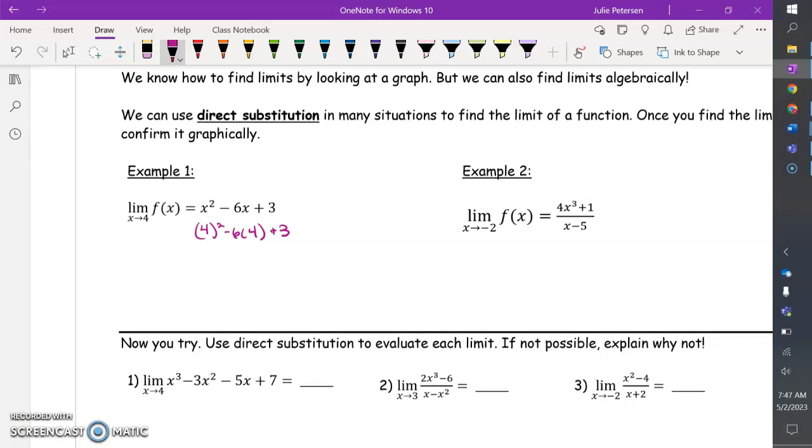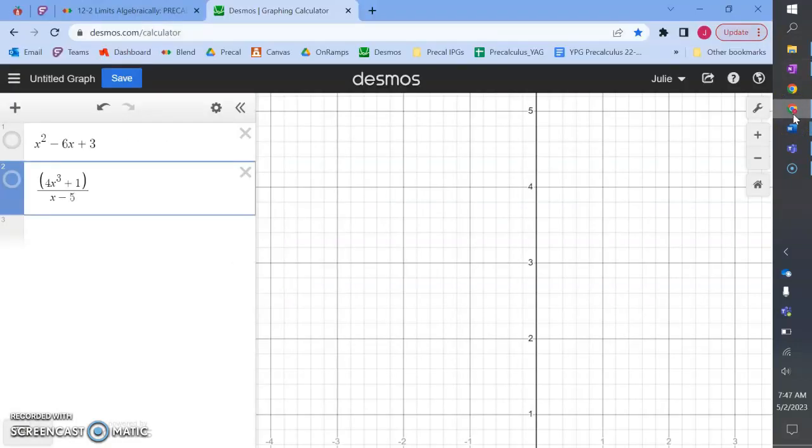All right, so 4 squared minus 6 times 4 plus 3. Well, 4 squared is 16. Negative 6 times 4 is negative 24. And then we add 3. So that's negative 8 plus 3, negative 5. Okay, perfect. If we get a number there, then we can say that that is the value of the limit. I can directly substitute this in and say, all right, the limit as x approaches 4 of this particular quadratic function is negative 5. Let's take a look at the graph and see, because if that's true, then when we graph this parabola, as x approaches 4, we should see the y value approaching negative 5.